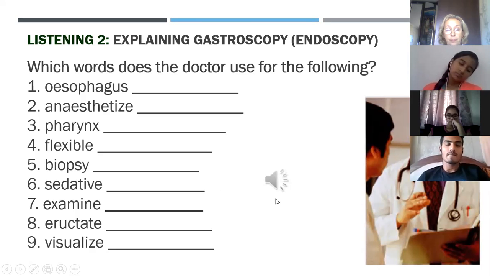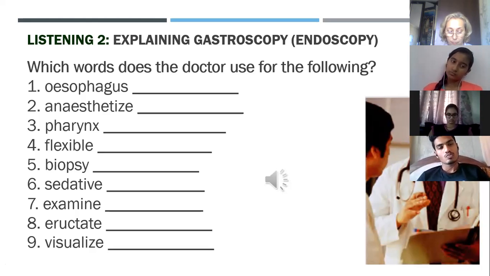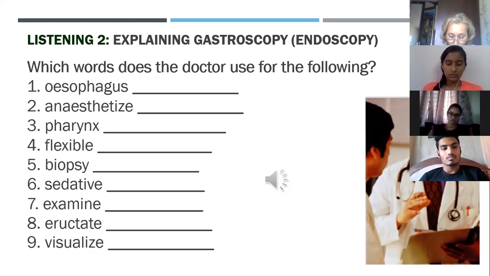I need to explain the procedure to you and get you to sign the consent form. Okay. So we're going to do something called a gastroscopy. Do you know what that is? No, I don't know. Well, what we're going to do is have a look at your gullet and your stomach to see what's going on there. Okay. It's a routine procedure.